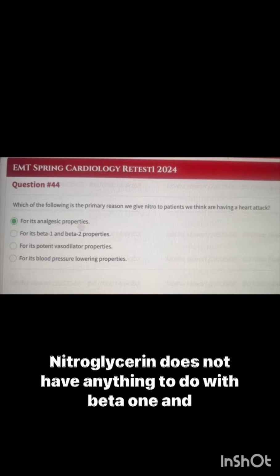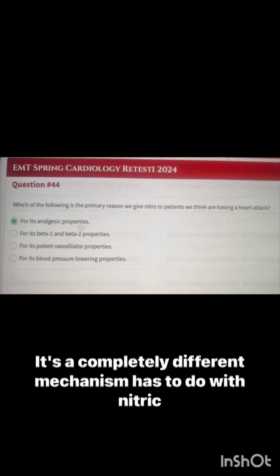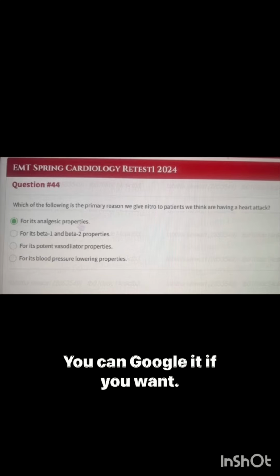Nitroglycerin does not have anything to do with beta 1 and beta 2. It's a completely different mechanism. It has to do with nitric oxide. You can Google it if you want.